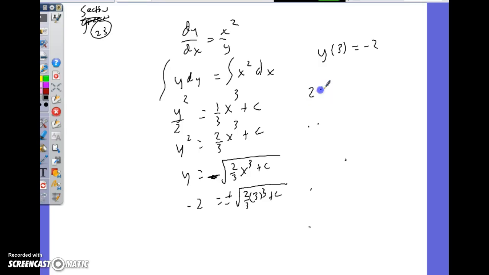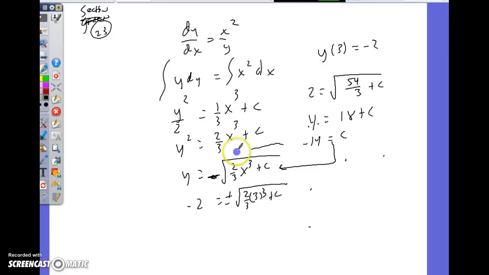So it's going to be 2 equals the square root of, I got to clean up this mess, 54 over 3 plus c. So then I get 4 equals 54. 3 goes to 54 how many times? 18 times plus c. So with that over, I get -14 equals c. So now I put the -14 right here, and I am done.